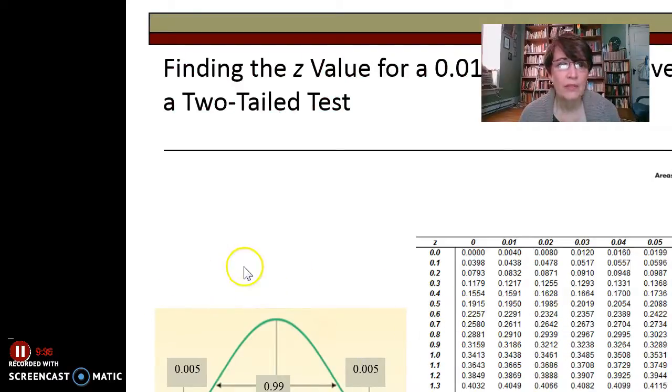Notice this is just how I find my level of significance, okay? So we have 0.01. I have to split it into two pieces. So my inside amount is going to be 0.98. Half of 0.98 is going to be as close to 0.495 as we can get. And that's where I came up with 2.04.